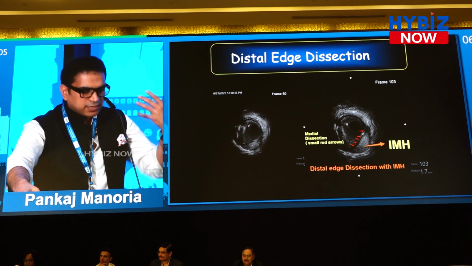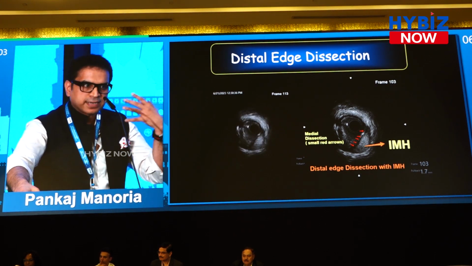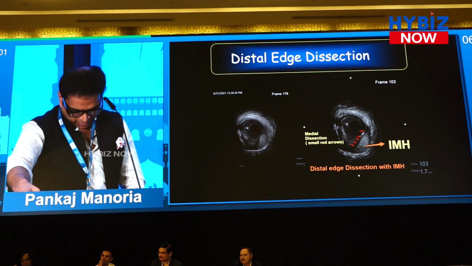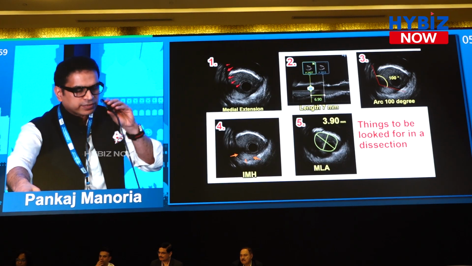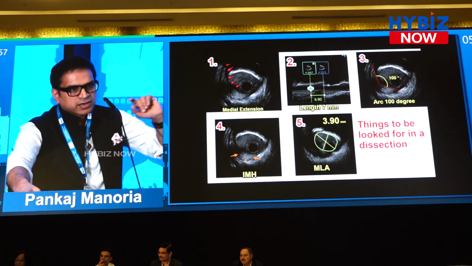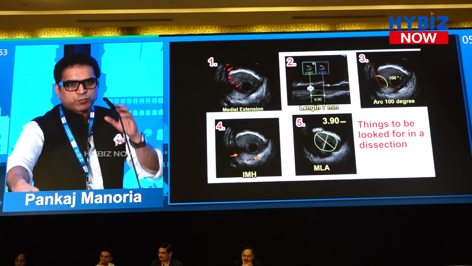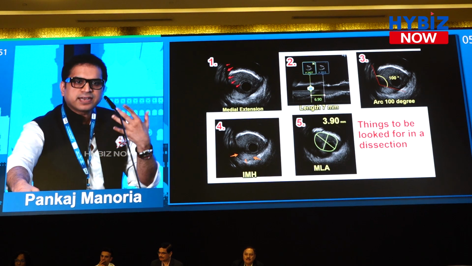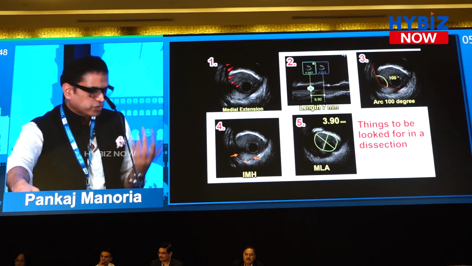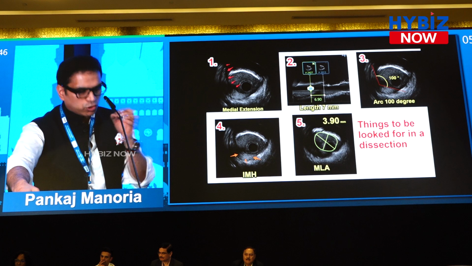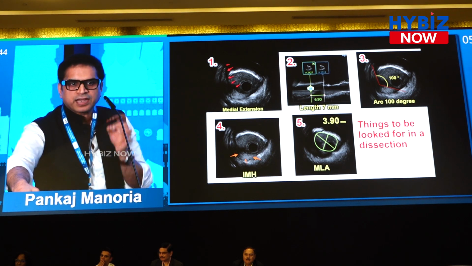What about distal dissections? We have implanted a stent. We saw distal dissection. So whenever we see a dissection on IVUS, we have to look for 5 things. Number 1, what is the extent of dissection? That means whether the dissection is extending up to the media or not. Number 2, what is the length of dissection? What is the arc of dissection? Whether there's associated IMH or not. Finally, what is the residual MLA after dissection?